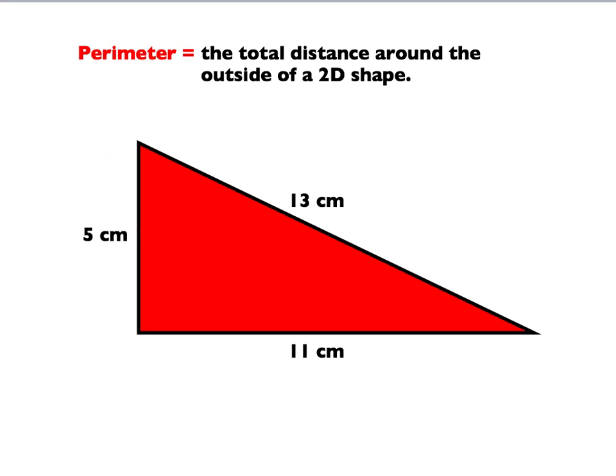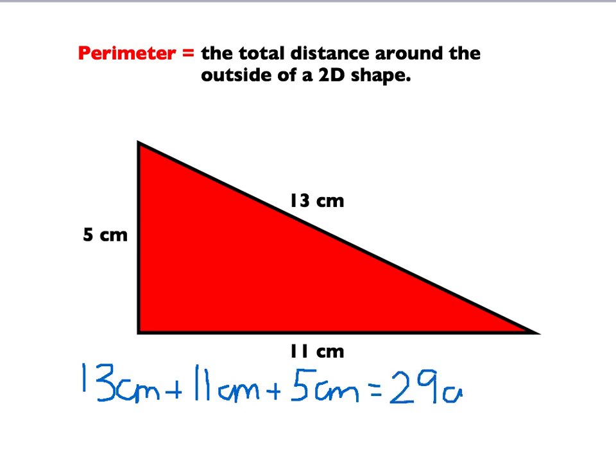Let's find the perimeter of a triangle now. Once again we need to add up the measurements around the outside of the shape, and I'm going to start with the largest one. So I'm going to start with 13 centimetres, and then I'm going to add 11 centimetres, and then I'm going to finally add my 5 centimetres. I know that 11 and 13 make 24, and if I add 5 to that, it gives me a total of 29 centimetres. So the perimeter of this triangle is 29 centimetres.